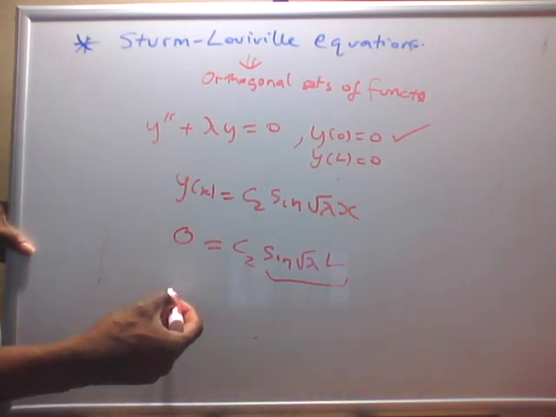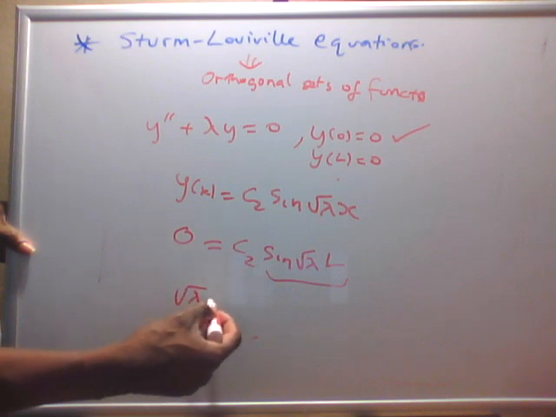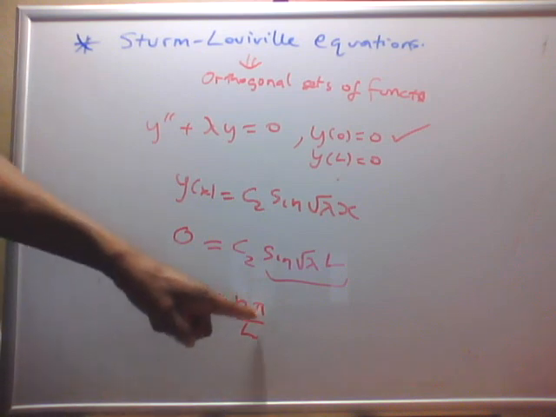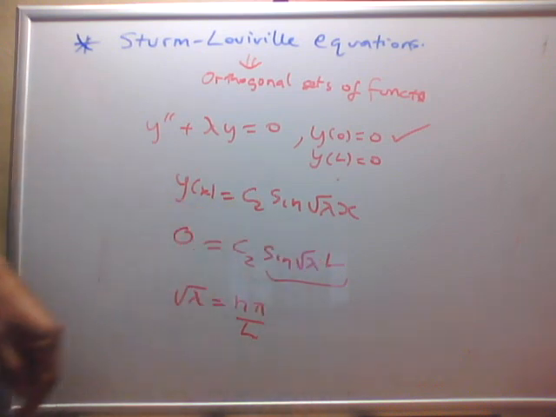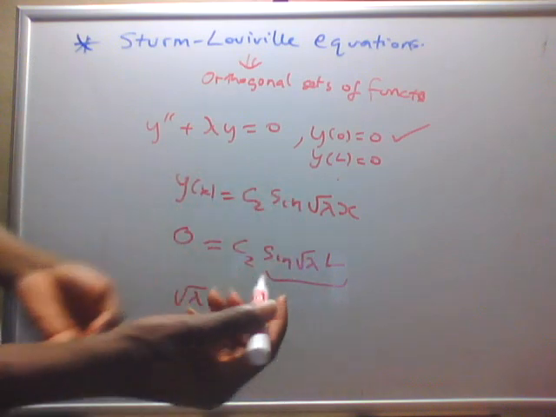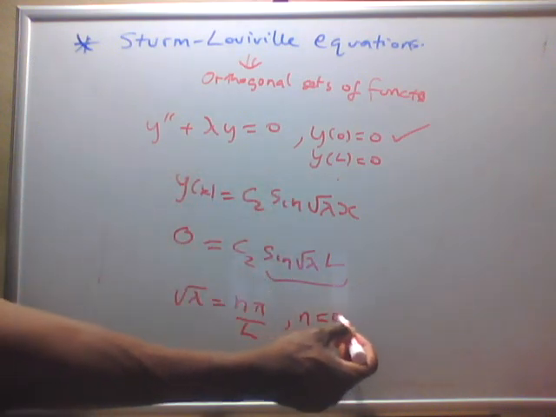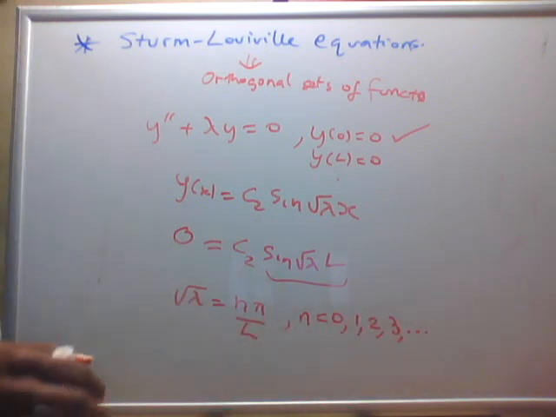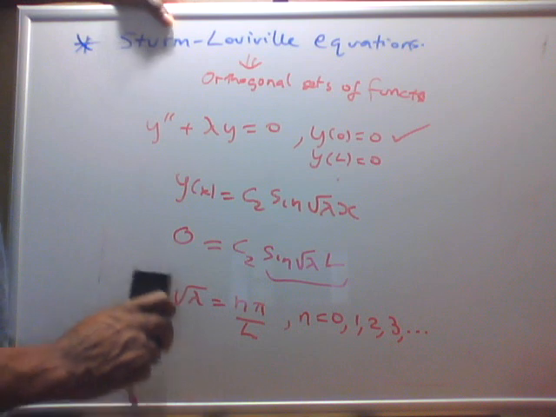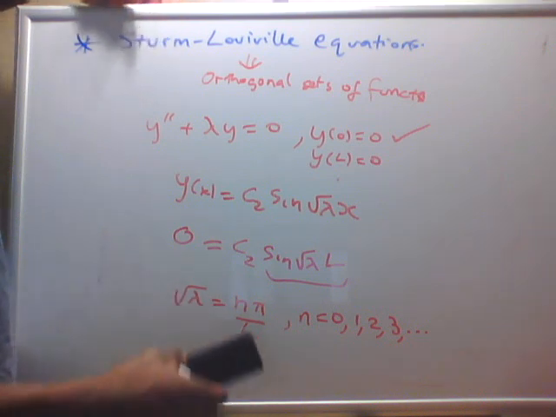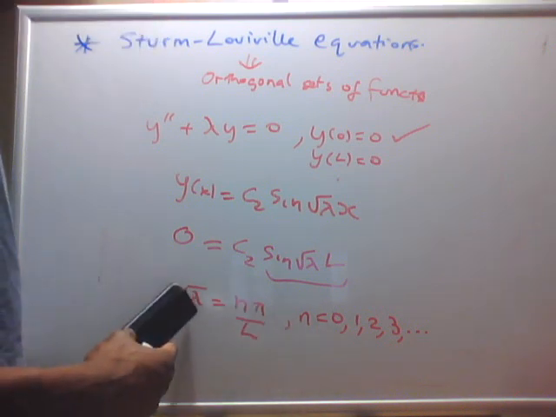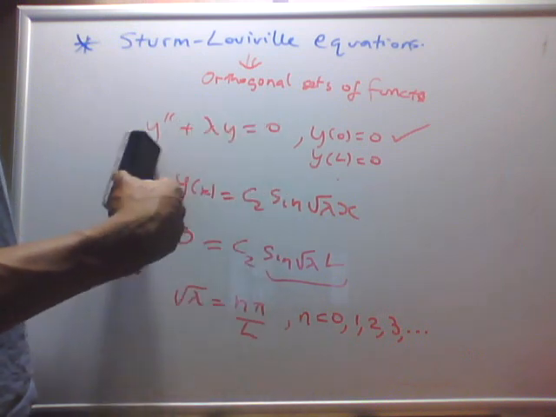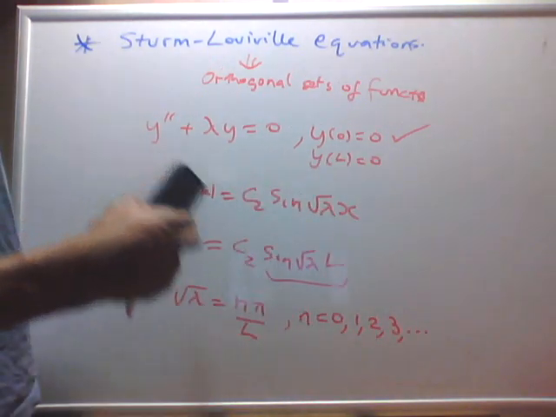For that to be 0, we saw that we needed to set the square root of lambda to be n pi over L. That way I have sine n pi, and we know that's always equal to 0 when n is an integer. So that led to the idea of setting this up. We have an infinite number of lambda that can satisfy this differential equation and boundary condition.